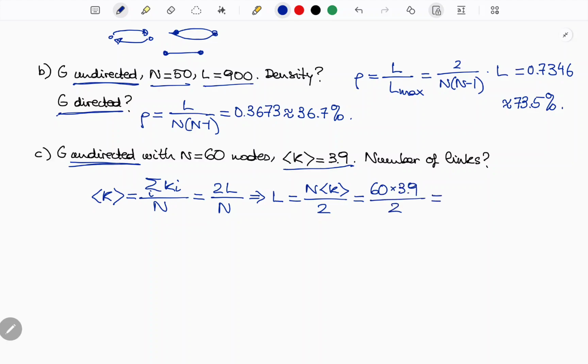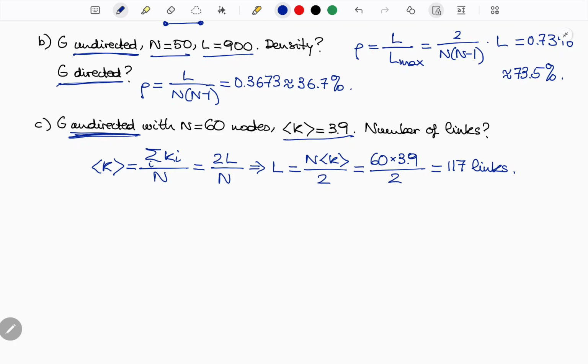That is 30 times 3.9, which is 117. So these are the number of links. Remember that this is because this is an undirected network. For a directed network, I would have to use this without the 2.